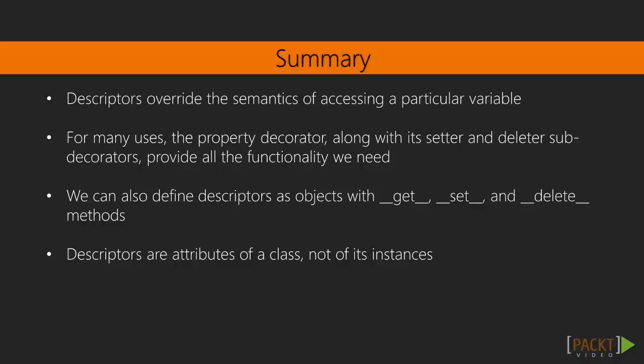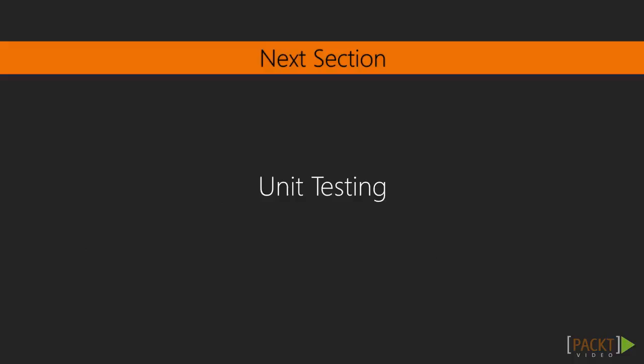So descriptors override the semantics of accessing a particular member variable. For many uses, the property decorator, along with the setter and deleter subdecorators, provide all the functionality that we need. We can also define descriptors as objects, giving them double underscored get, set, and delete methods. Descriptors themselves, however, are attributes of a class, not of the instances of the class, even though they override the access to instance variables. There's a lot of room for creating interesting descriptors, but we've covered everything you need to know to start working with them. In the next section, we'll cover unit testing.